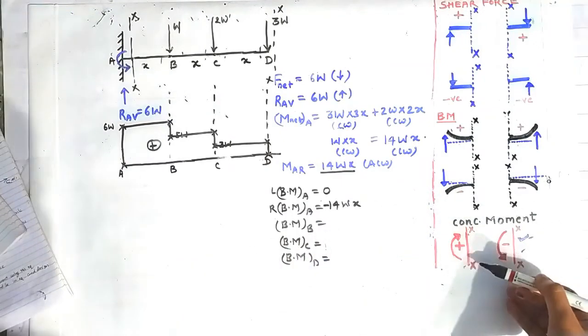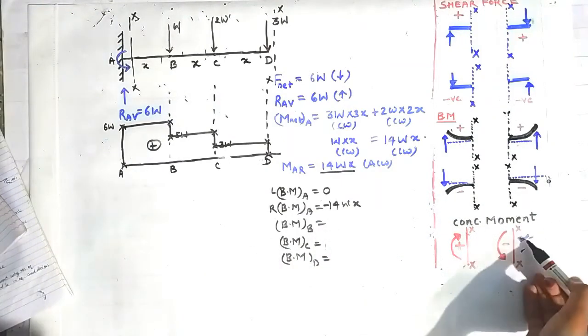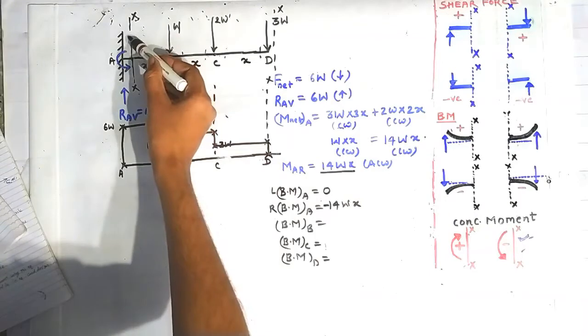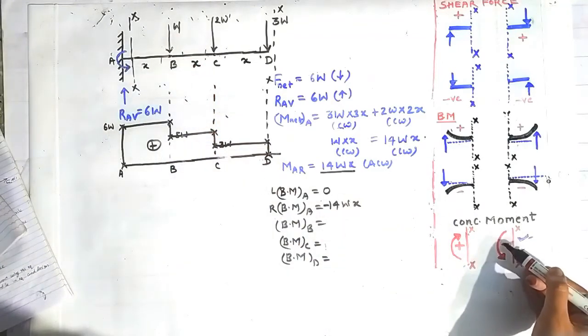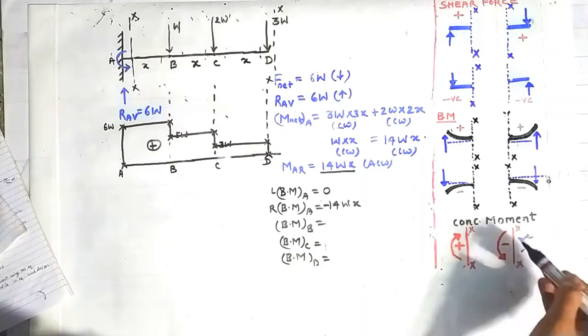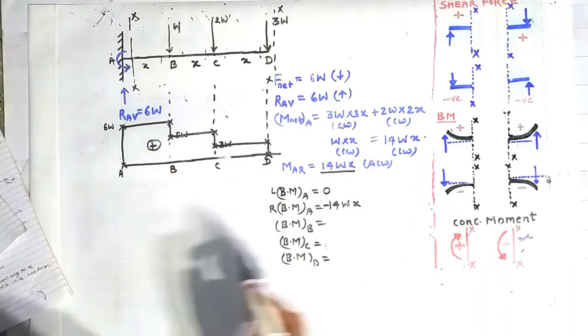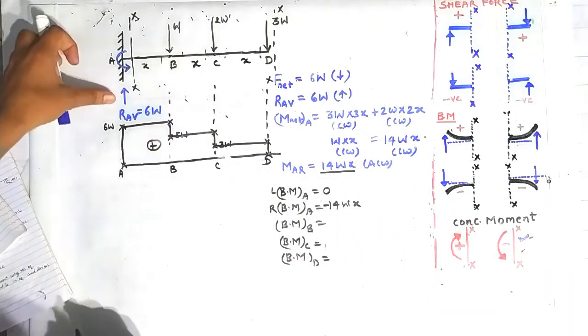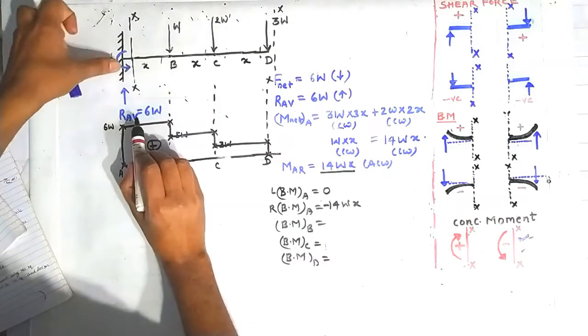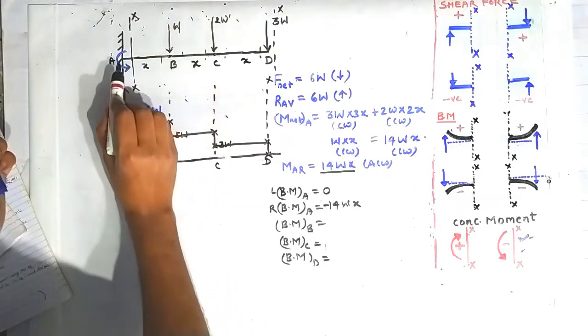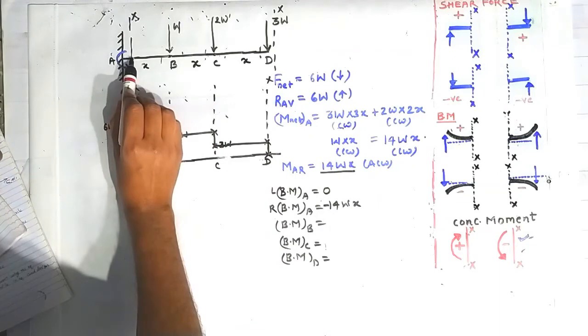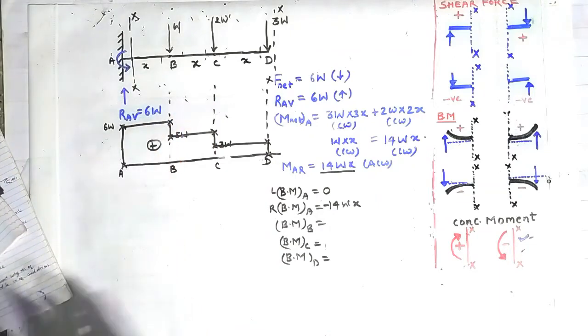Using this sign convention. Because this is our section XX, similar to this section XX, and a moment is going in anticlockwise direction and lying on LHS of this section is treated as negative. Similar is true for this moment also. That's why it is taken as negative. And because of this reaction force RA, there is no moment about this section XX, because the distance between the point A and this section XX is almost zero.